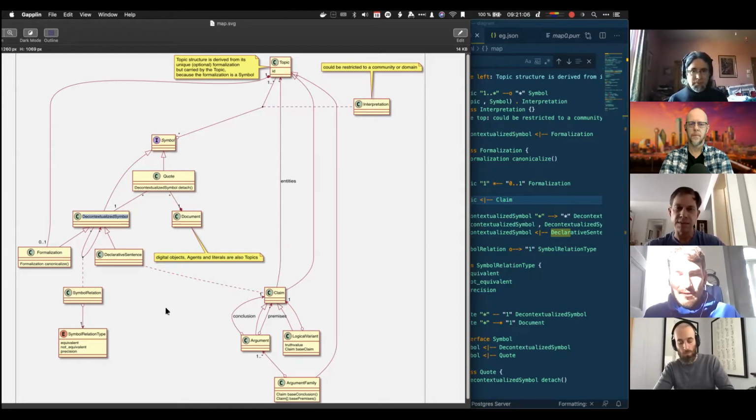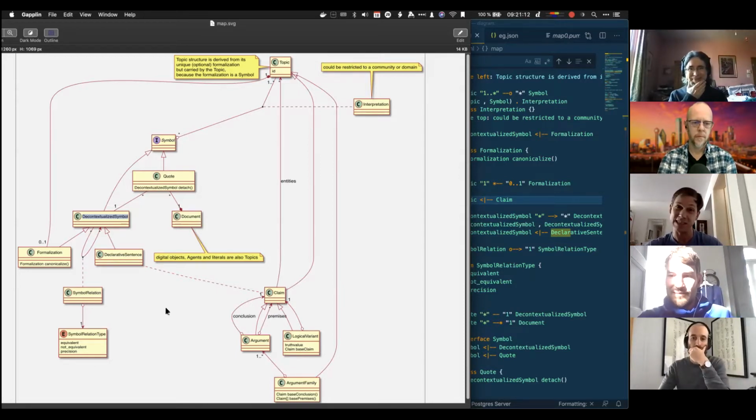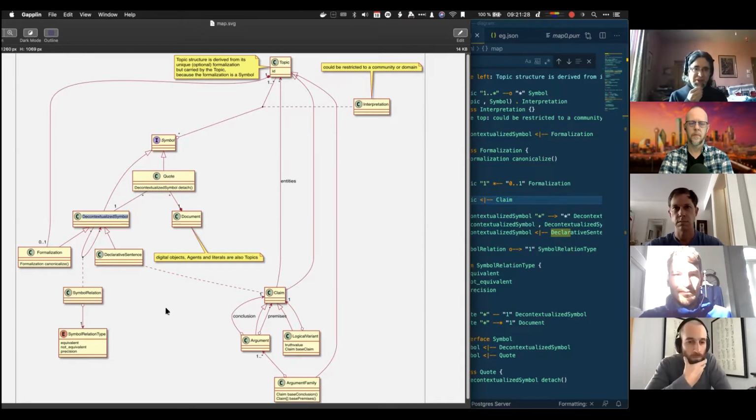Yeah, more or less. I mean, there's a lot of layers of complexity here that I don't think are necessary. So I might even say even less than that, but that's going in the direction I'm trying to go. Okay. I have no fundamental objection to duplicating interpretation, having one interpretation linked from topic to decontextualized symbol and another one from topic to quote. I don't think it makes things simpler.